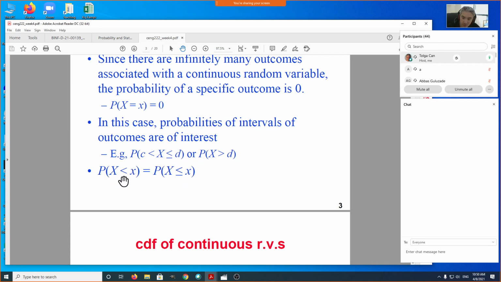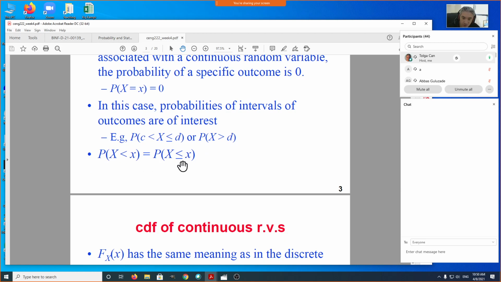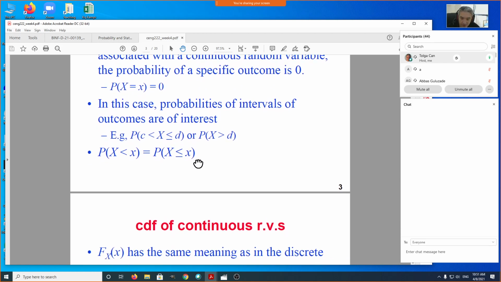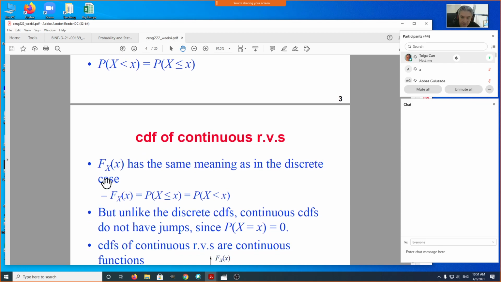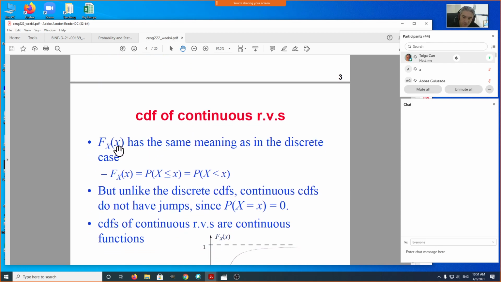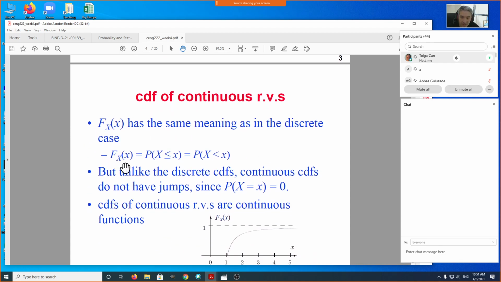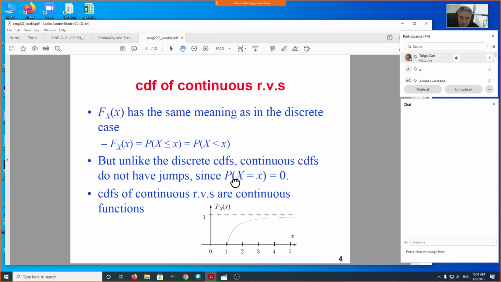Okay, so this is basically it: whether you have equality or not doesn't matter in the case of continuous random variables. And the cumulative distribution function has the same meaning as in the discrete case. It means the probability that the random variable X is less than this given x. And in the case of continuous, these two are equal. We have talked about this.